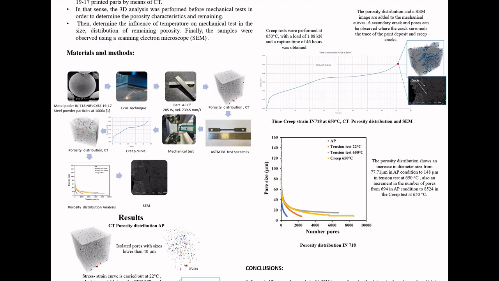The porosity distribution shows an increase in diameter size from 77.71 micrometers in the as-printed condition to 148 micrometers in a tension test at 650 degrees Celsius. Also, there is an increment in the number of pores from 694 in the as-printed condition to 8,524 in a creep test at 650 degrees Celsius.